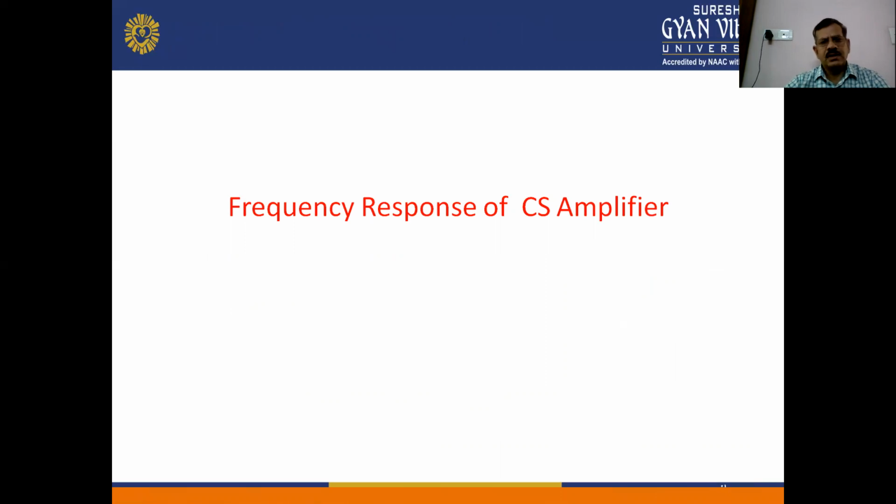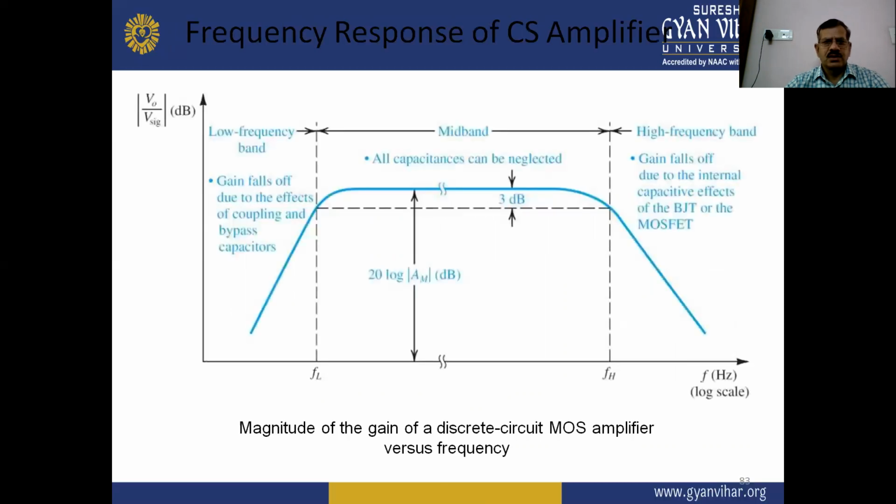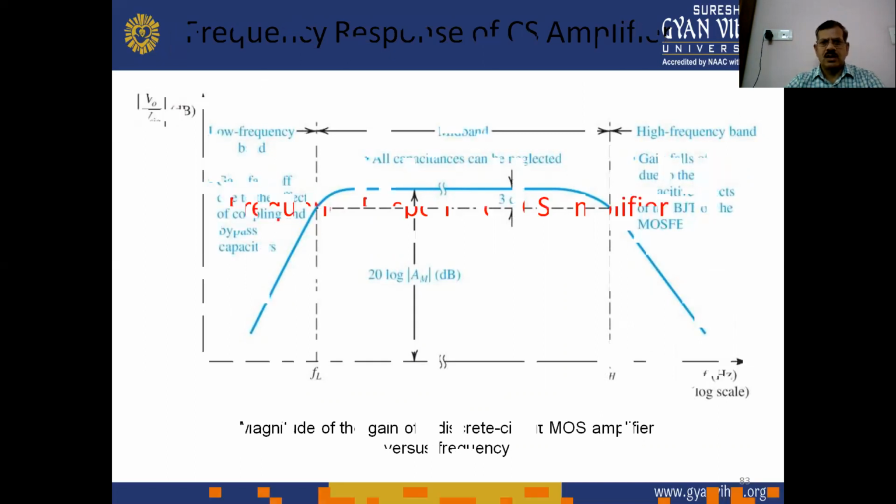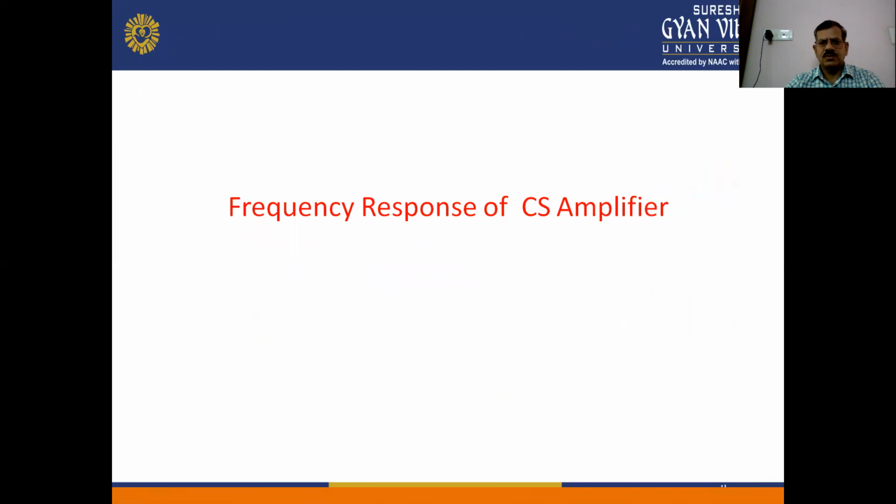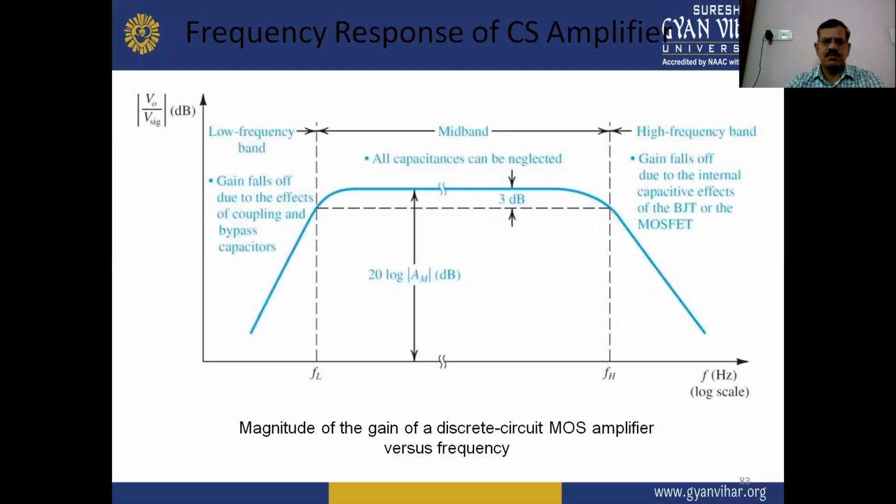Next, what is the frequency response of a common source amplifier of a MOSFET? We draw the frequency response between voltage gain versus frequency, the magnitude of the gain of a discrete circuit MOS amplifier versus frequency.